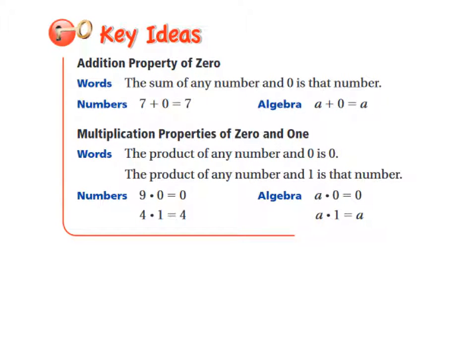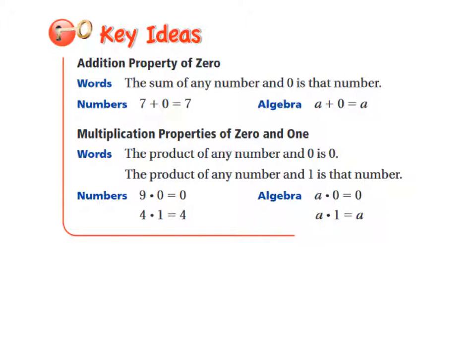The addition property of 0. In words, the sum of any number and 0 is that number. You've known this for a very long time. So if I add 0 to 7, I'm going to get 7. And if I add 0 to any variable, I'm going to get that same variable.